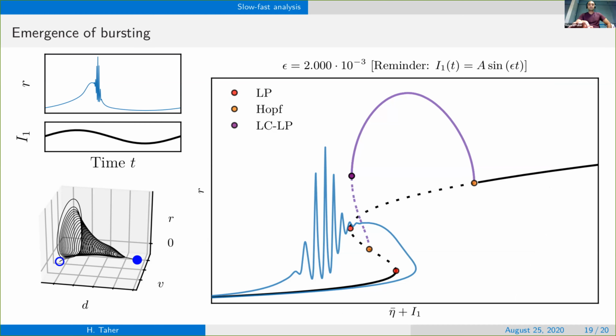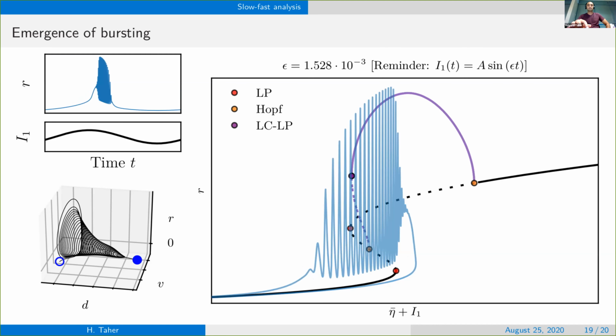And this trajectory was obtained for a relatively large epsilon. If we decrease this epsilon, so if we really go towards the singular limit, these oscillations will more and more take the form of the limit cycle, the true limit cycle of the fast subsystem.